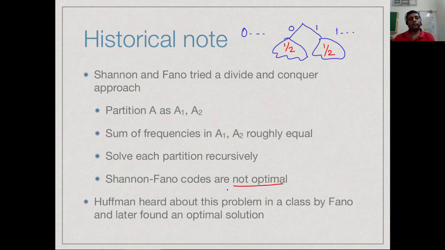It turned out that Huffman was a graduate student in a course of Fano. He heard about this problem and he thought about it, and after a few years he came up with this clever algorithm which we have done today.